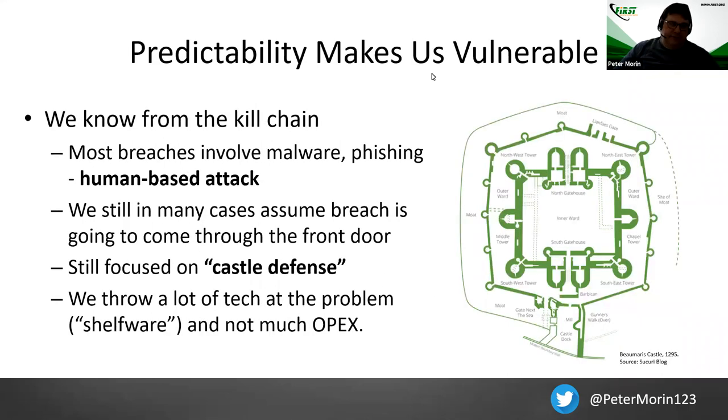That predictability really makes us vulnerable. The same way I can figure out what my clients are doing, the attackers obviously have that information as well. Breaches are still involving a lot of malware and human-based attacks, a lot of phishing and social engineering. Most of the attacks that are occurring are still: a person got an email with a file from HR, they opened it up, and some remote access tool got downloaded or they got hit with ransomware. That's still a very big, popular way of getting into an environment.